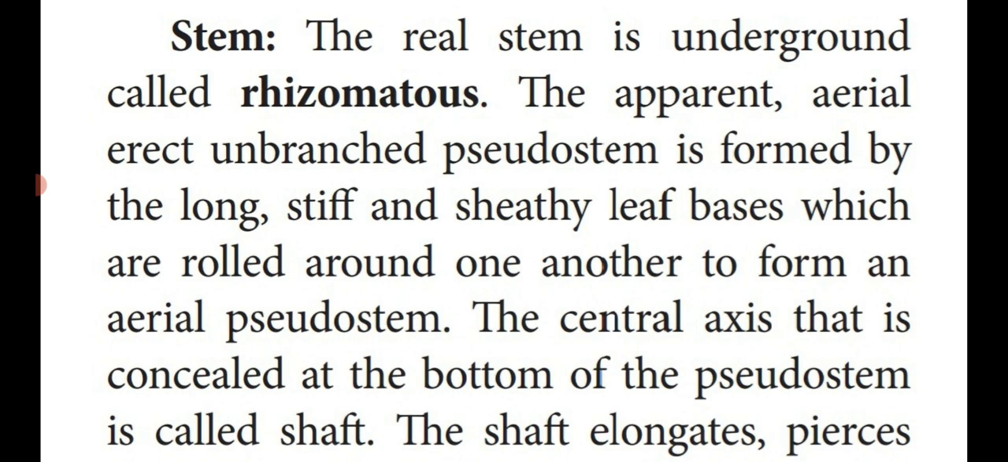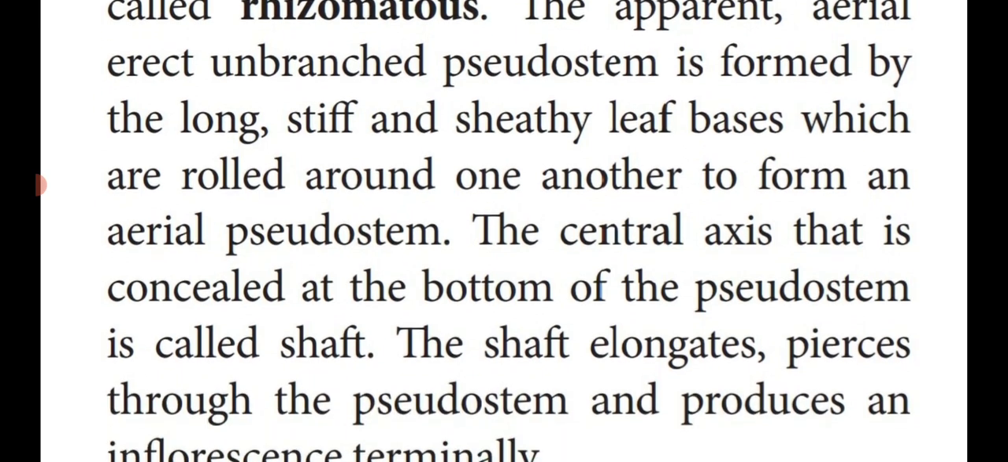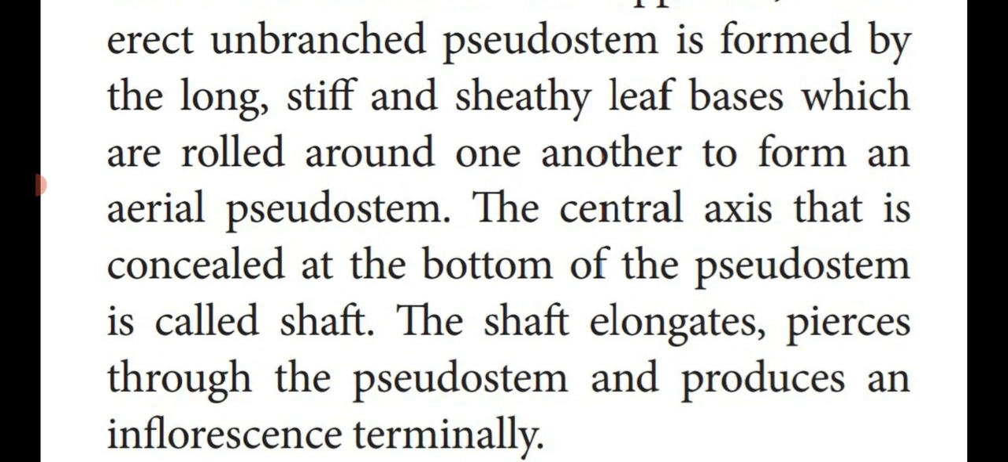The apparent, aerial, erect and branched pseudostem is formed by long, stiff and sheathy leaf bases which are rolled around one above another to form an aerial pseudostem. This is an important 2-mark question and 3-mark question. The central axis that is concealed at the bottom of the pseudostem is called shaft. The shaft elongates, pierces through the pseudostem and produces the inflorescence terminally at the time of flowering.